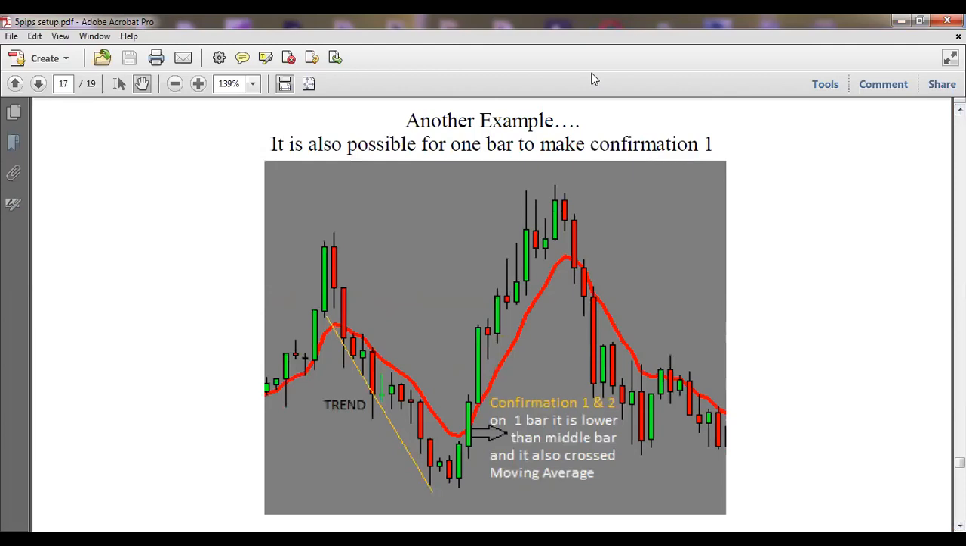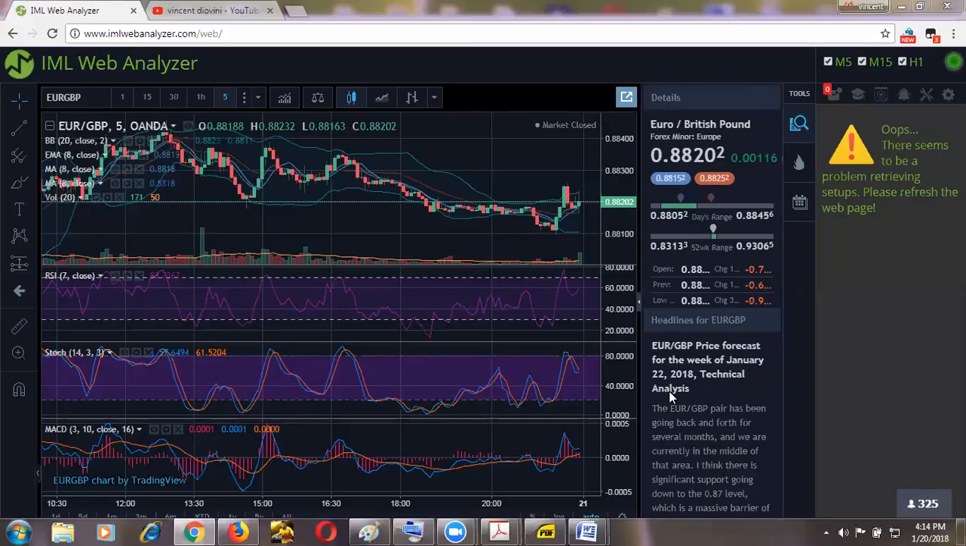Now, this is a web analyzer. Today is Saturday, so the market is closed, but I'm going to use this web analyzer to explain how to enter a trade using the moving indicator. You can see this is the Euro GBP pair.